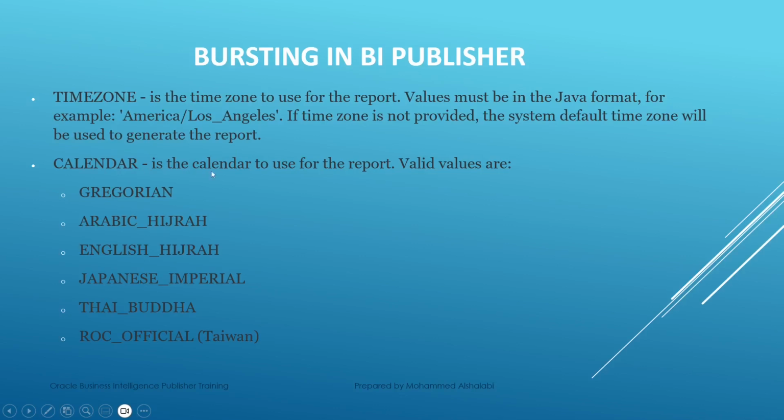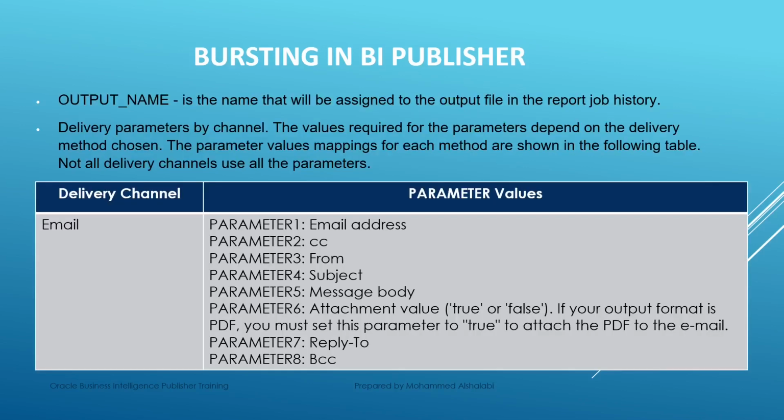Calendar is the calendar to use for the report. Valid values are Arabic Hijri, English Hijri, Japanese, and so on. Output name. Output name is the name that will be assigned to the output file in the report job history, which is different from the layout name. Here, it is the physical file name, the exact file name.